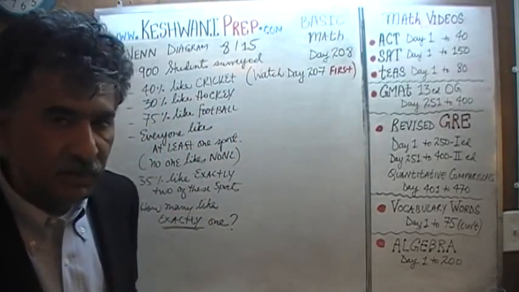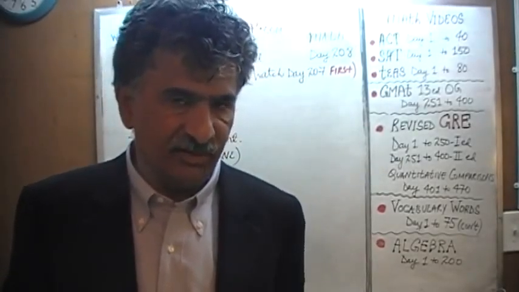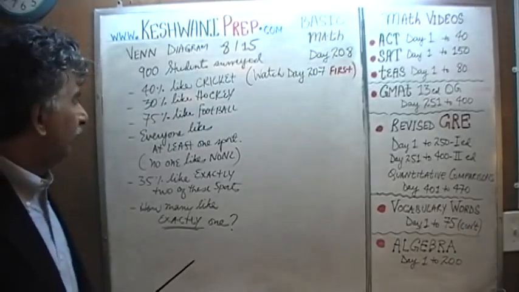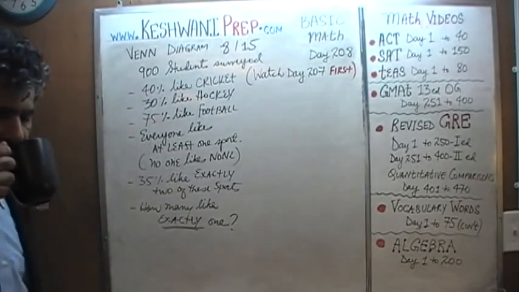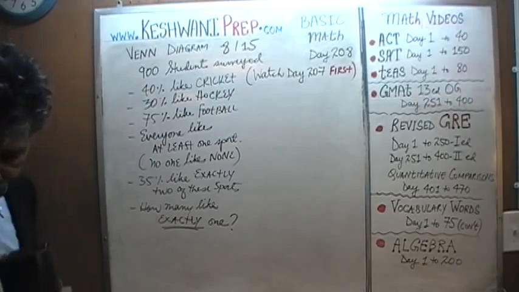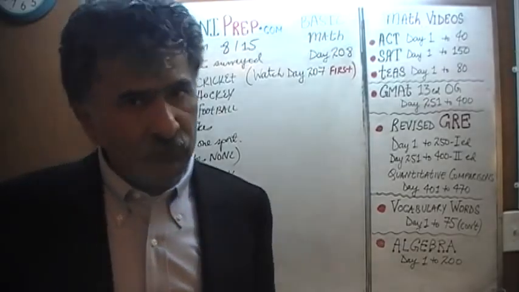We will not solve this problem with the Venn diagram. That's what we did yesterday. Now we'll do the problem algebraically. It's worded differently, but the essence is the same, the gist is the same. Do you understand? So here's the problem.